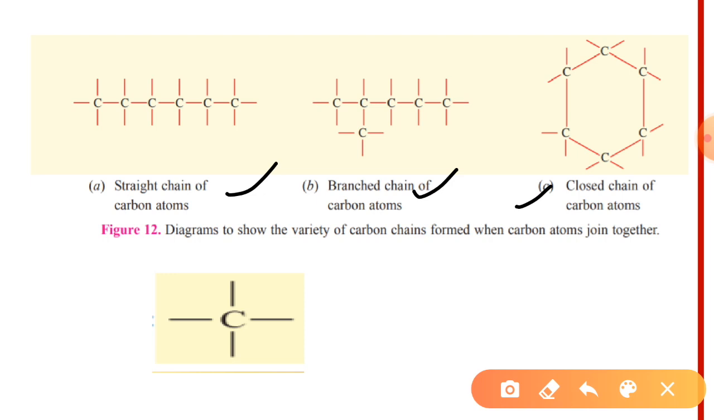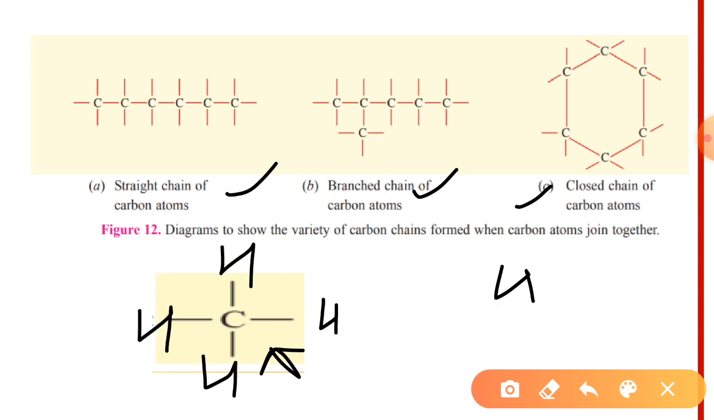The second property is tetravalency. Look, carbon has a valency of 4. So carbon is capable of combining with 4 monovalent atoms. I am showing you: at the center here it is carbon, and on the 4 corners it can combine with 4 same or different atoms which have valency 1, like hydrogen in the case of methane. So one hydrogen here, second, third and fourth. This property is called tetravalency.